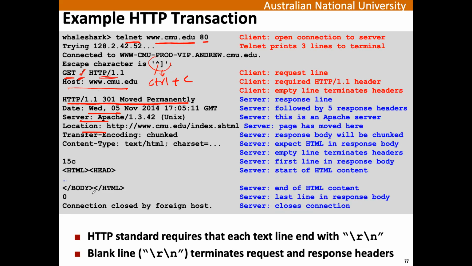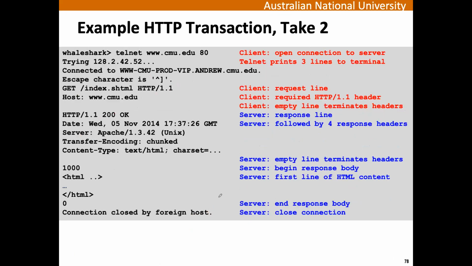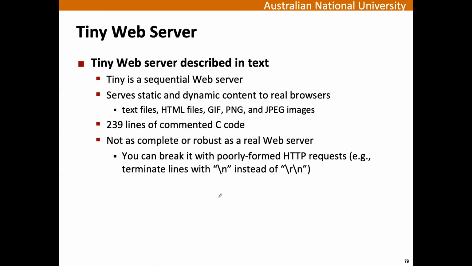So in HTTP, \r\n terminates the request. This is line feed, and this is carriage return. The historical reason, which I discussed last week, comes from the days of the typewriter, where carriage return means going to the start of the line, and line feed means going to the next line. This is how typewriters used to work. And if we try again, the transaction succeeds.